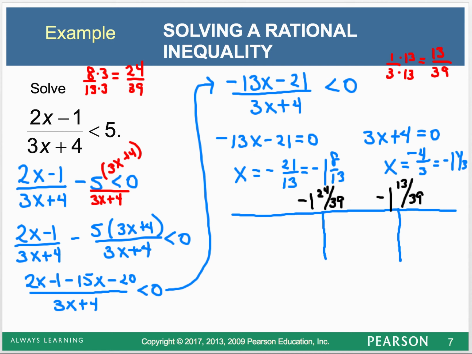Okay, so if I want a test value, a number less than -1 and something, let's use -2. A number bigger than -1 and something is 0. But right here, I'm going to have a number -1 and let's say 20/39, anything in between there. Okay, and what I'm going to test is -13x minus 21 over 3x plus 4.